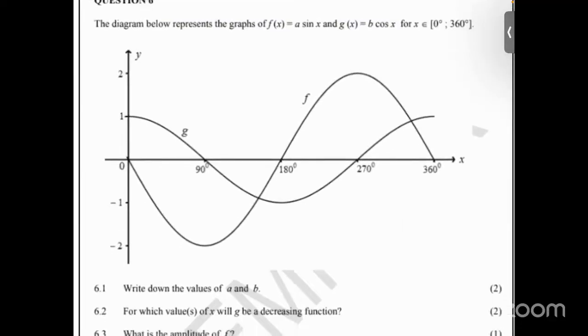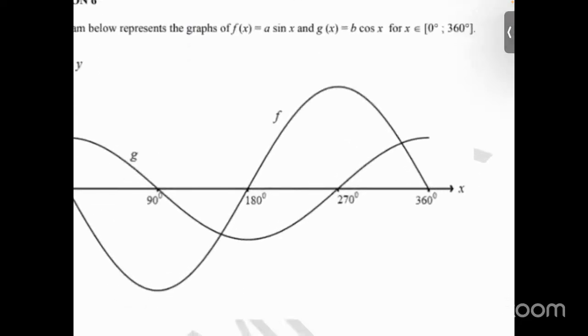Okay, so yes, we can see there, it seems to be clear. Then now, the first question being 6.1, what they want you to do is just to write down the values of A and B. Where are those? There.